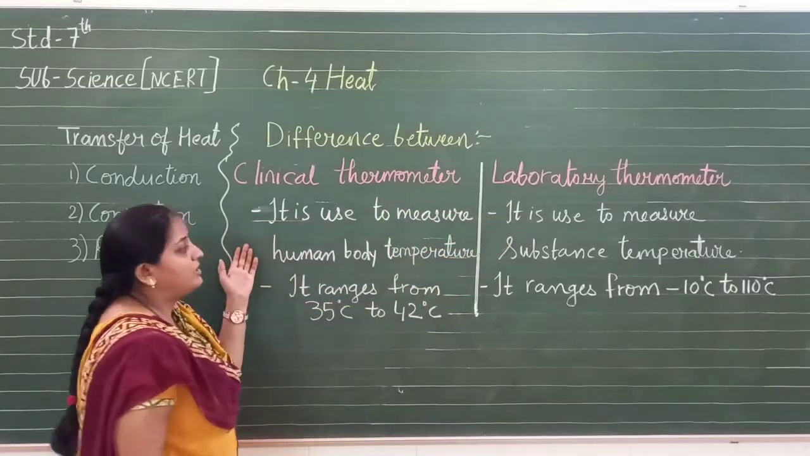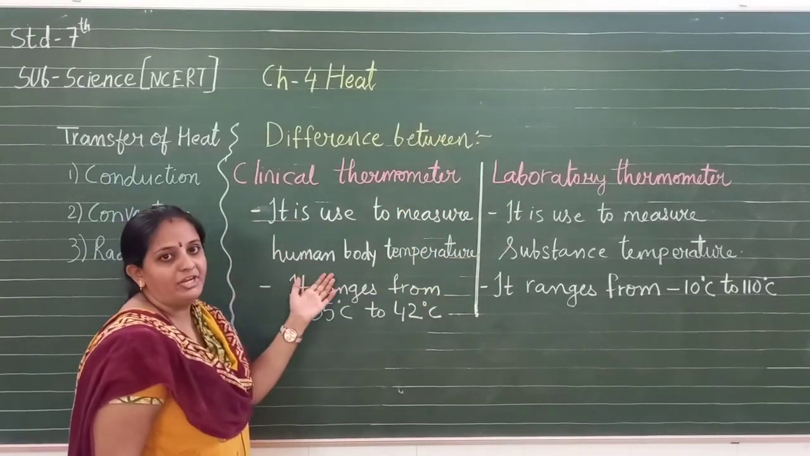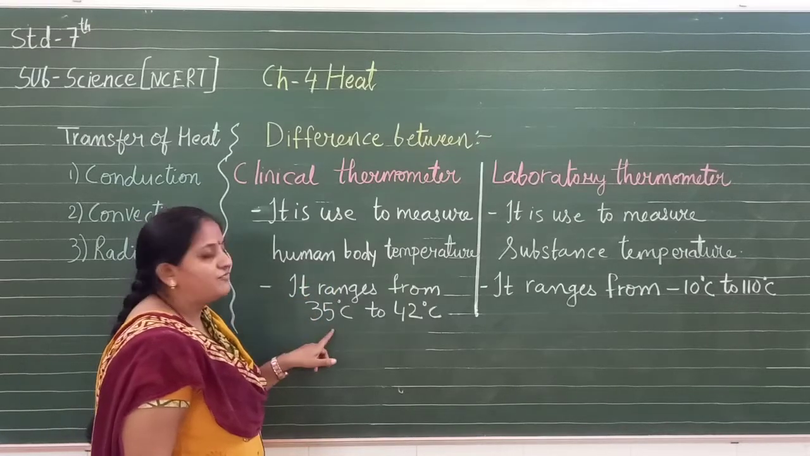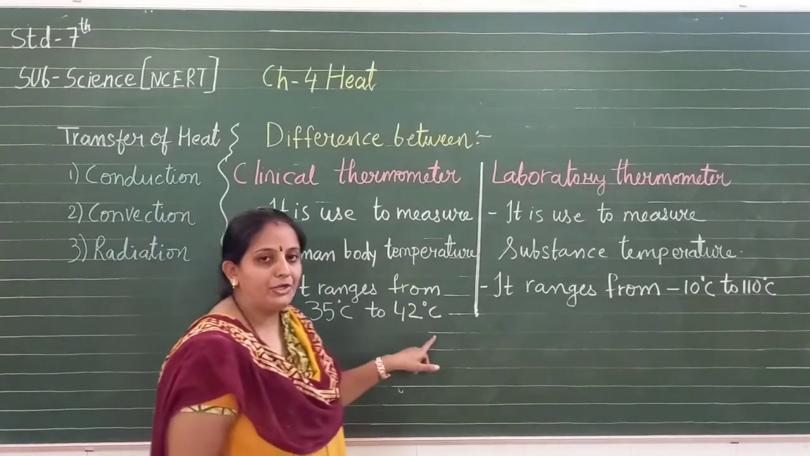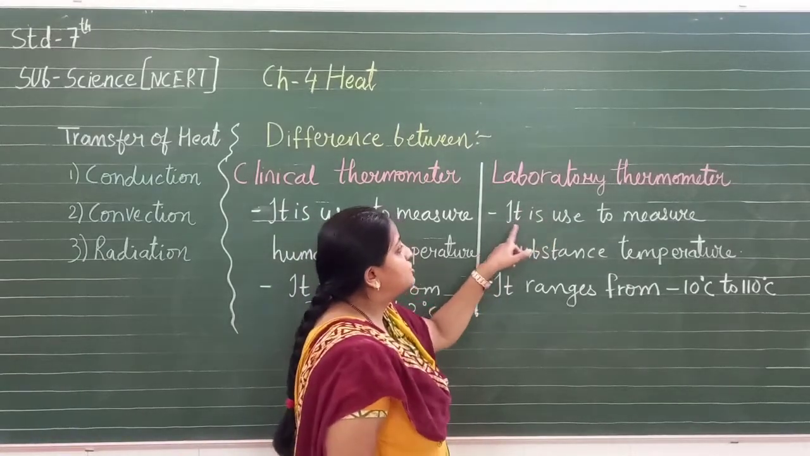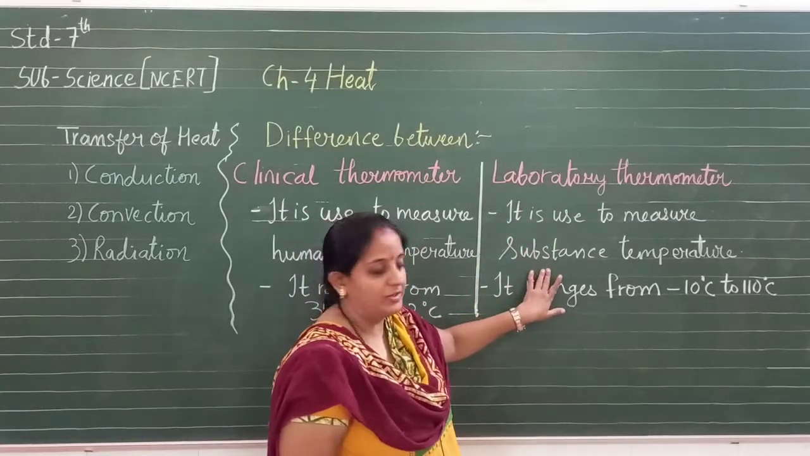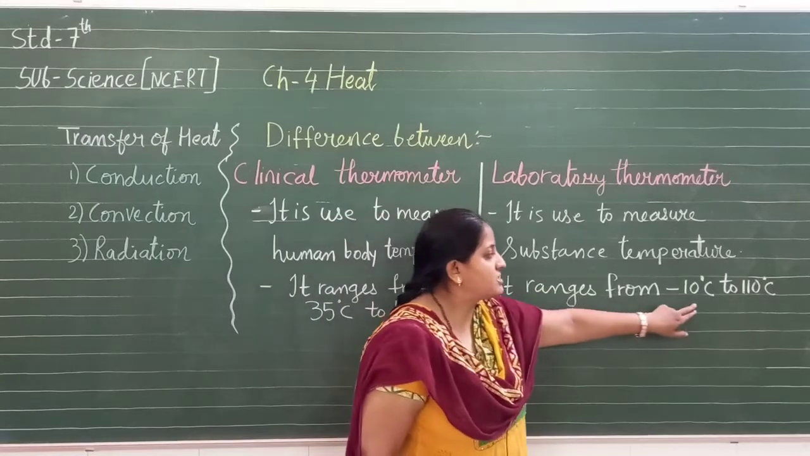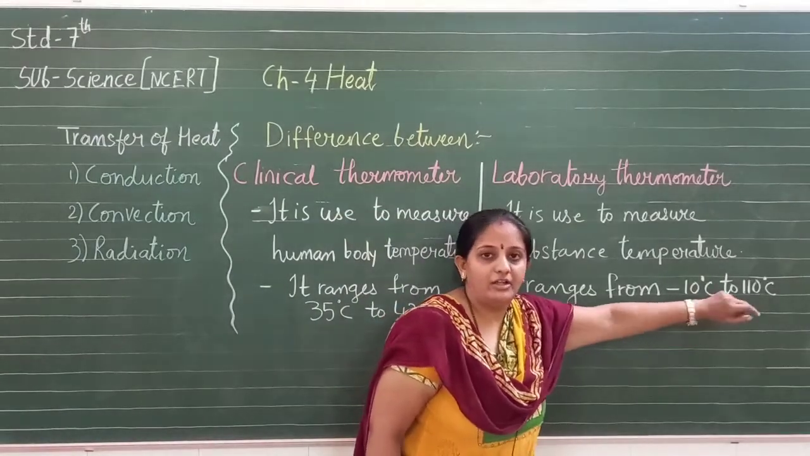Now the clinical thermometer is used to measure the human body temperature, and it ranges from 35 degrees Celsius to 42 degrees Celsius. Now the next, the laboratory thermometer, is used to measure the substance temperature, and it ranges from -10 degrees Celsius to 110 degrees Celsius.